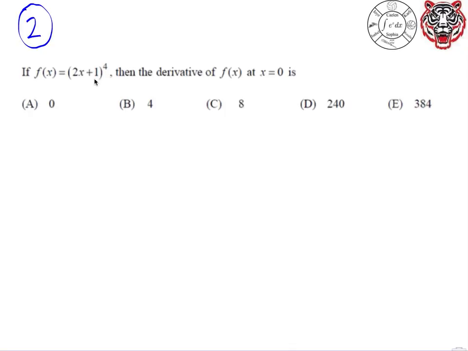All right, f of x is equal to this. Then the derivative of f of x at x equals 0 is, give me fingers, 1, 2, 3, 4, 5, A, B, C, D, or E. I see a 2. What if I just guessed 1? And you guessed 1. Okay.